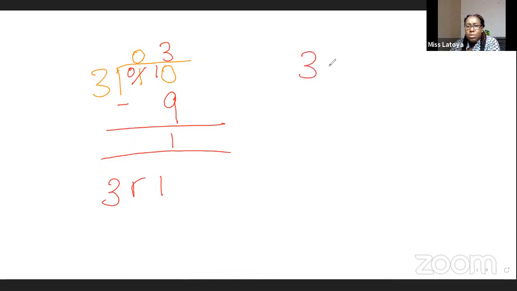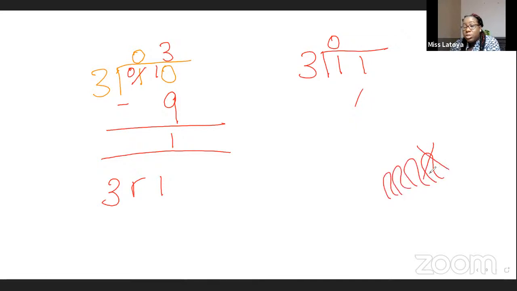Let's do 3 into 11. Let's see how that goes. 3 into 1 is 0. So I have to say now 3 into 11. How many times could 3 go into 11? Let's count in 3s until we get to 11 or the number before. 3, 6, 9. If I go on, I'll get to 12. That's too much.